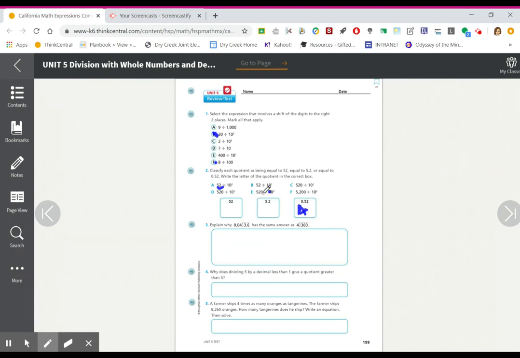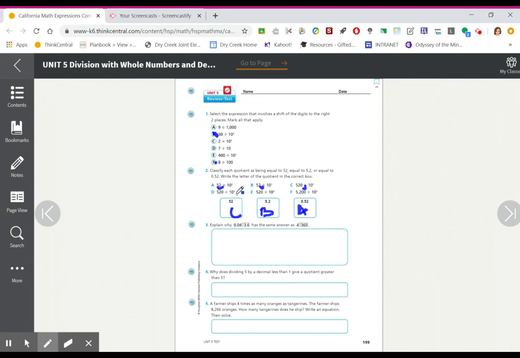If I look at B, it's 52 divided by 10 to the first power. So I know there's going to be 1 shift, so it's going to be 1 decimal move. So it's going to be 5.2. So B will be in this box. C is 10 to the first power, so that just means it's going to be 1 shift, so it's going to be 52, so C will be in this box.